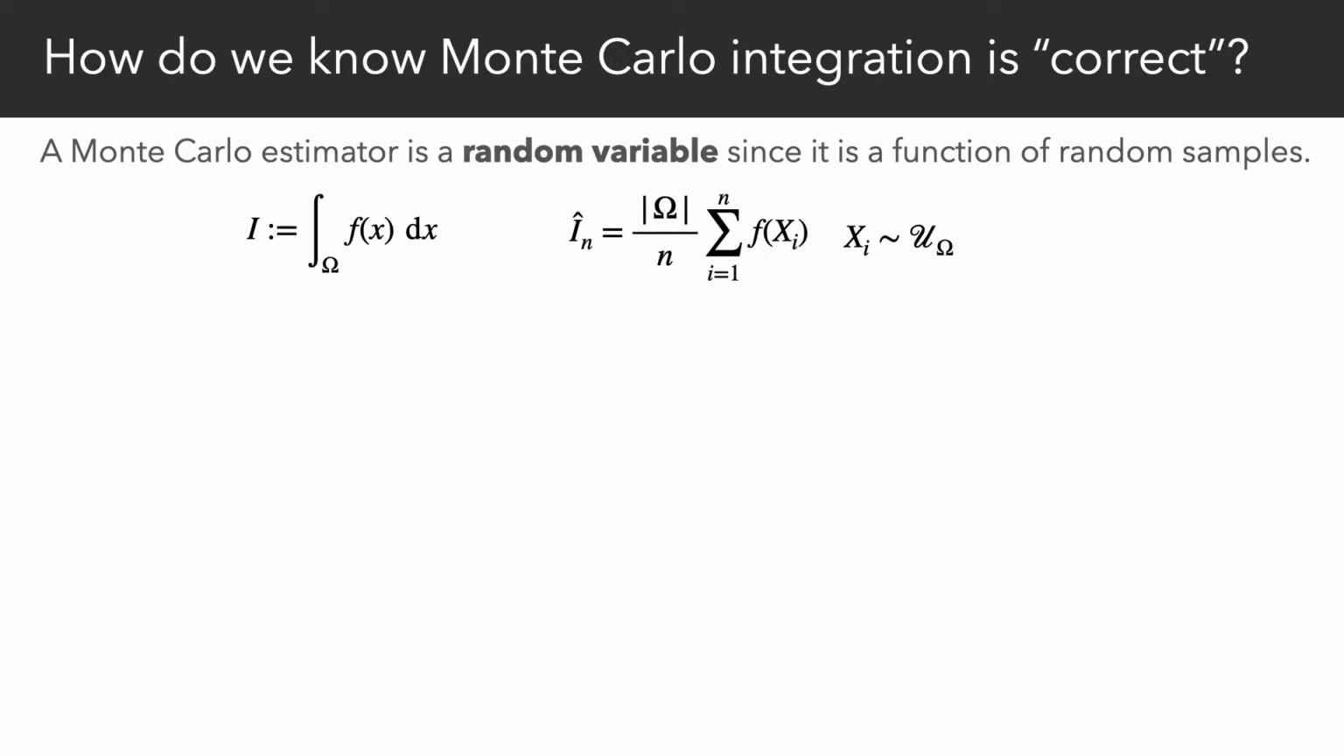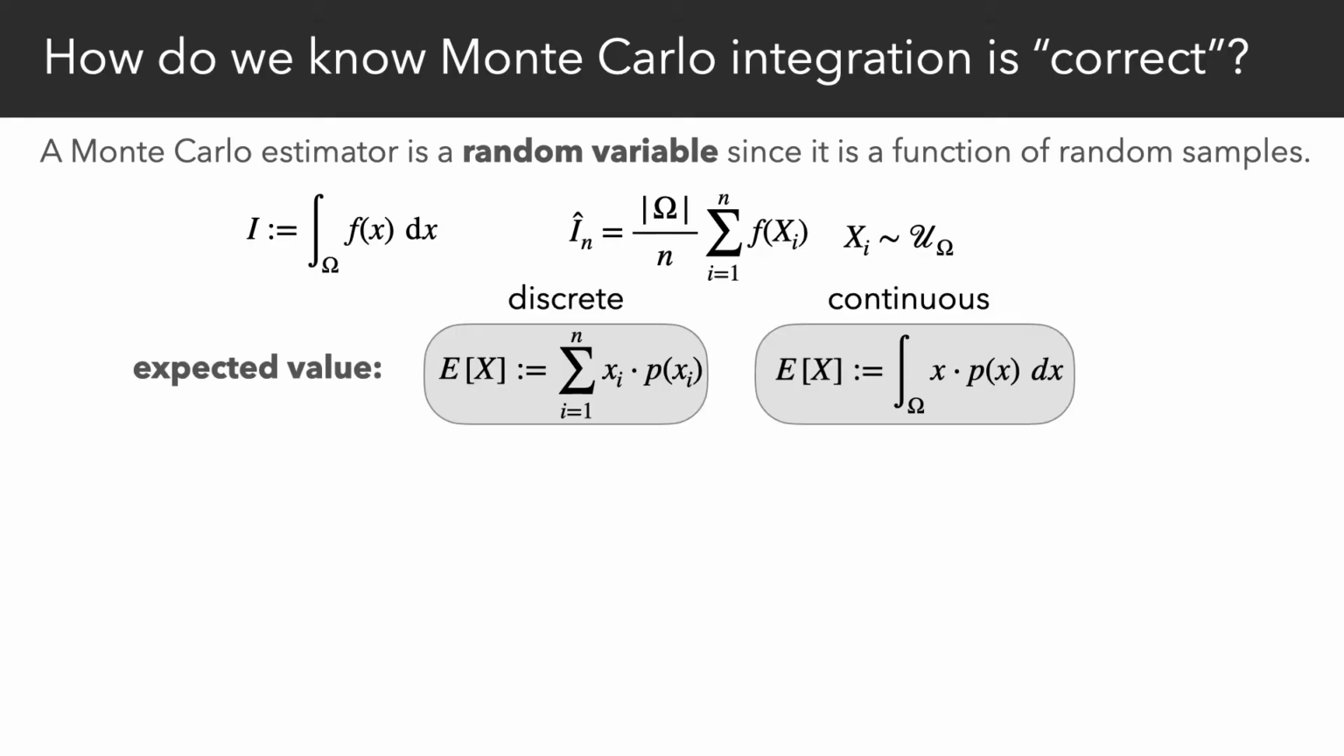But how do we know that this Monte Carlo estimator is correct? And what does correctness even mean here? Well, our Monte Carlo estimator is a random variable, since it's just a function of random samples, and so we can analyze its expected value. Recall that expected value is just the value that a random variable will take on average. So for a discrete random variable x, this is the sum over the product of the probability and the value of each outcome. In the continuous case, this becomes an integral over a continuous space of outcomes.